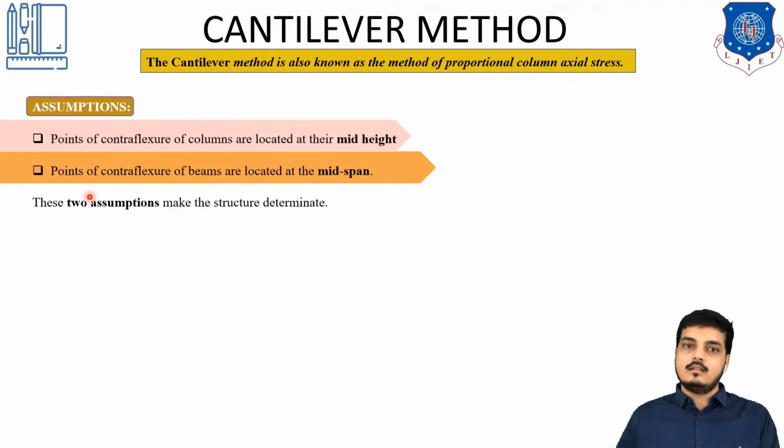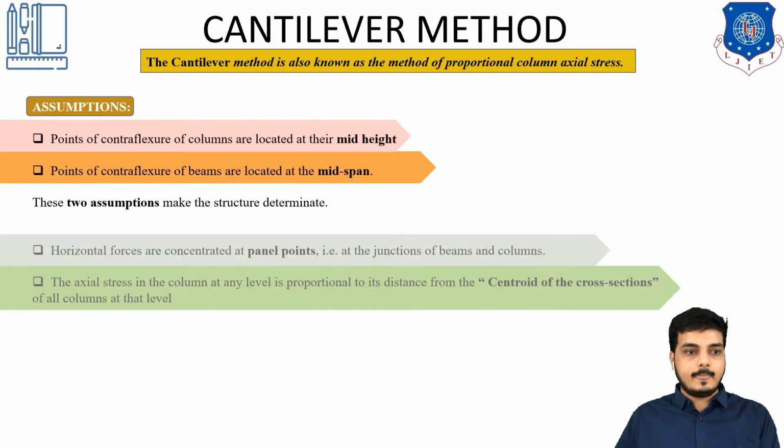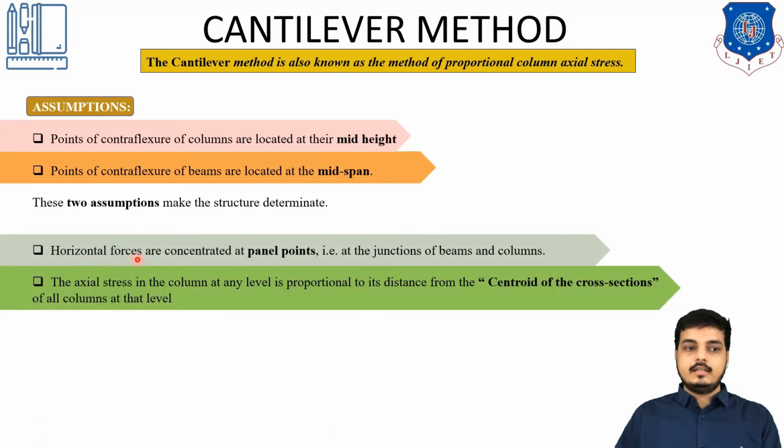These two points are similar: the point of contraflexion of columns is located at mid height, and the point of contraflexion of beams will be at mid span. This assumption is similar to the cantilever beam. This point also says that horizontal forces are concentrated at panel points, that is, at the junction of beam and column.